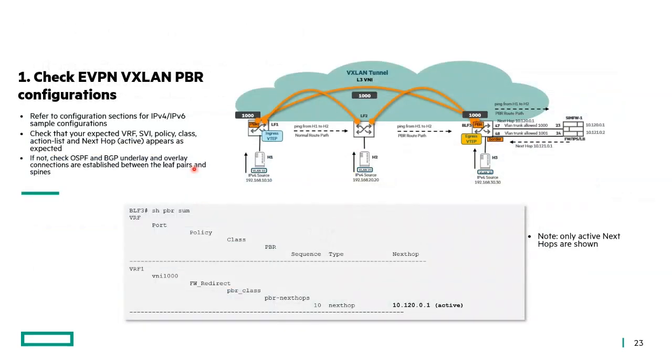So just continuing with the flow chart, to check the EVPN-VXLAN PBR configurations, it's generally just a show PBR summary. In this case, you can see that we've got our 10.120.1 next hop address here. It's reachable, it's active, and these entries are probed by the system. So if you don't see them in here, it means that the next hop is not reachable. As it says in the note here, only active next hops are going to be shown there.